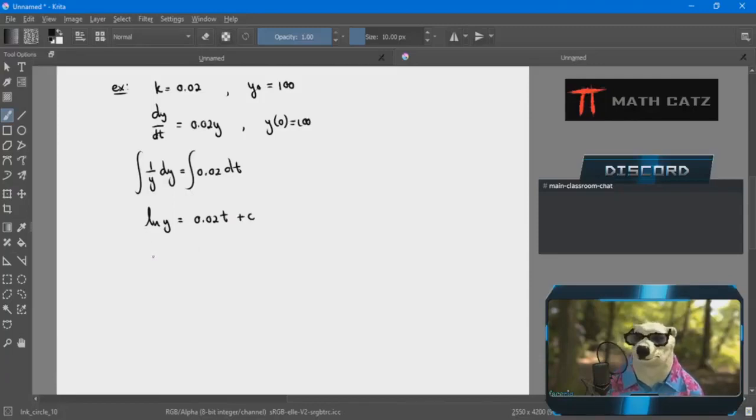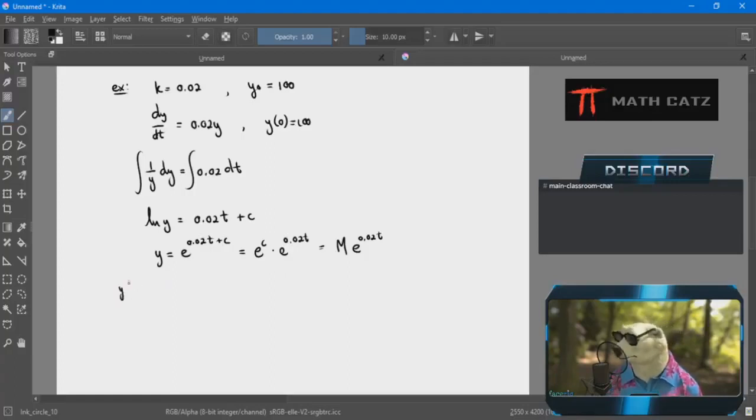Then I solve for y because I need the function to be able to answer questions that the word problem might give me. And that's going to be e to the 0.02t plus c. I don't love the integration constant over here, so I'm going to put e to the c at the front, and then e to the 0.02t, and I'm going to call it m, or something else for convenience. That is just another version of my integration constant.